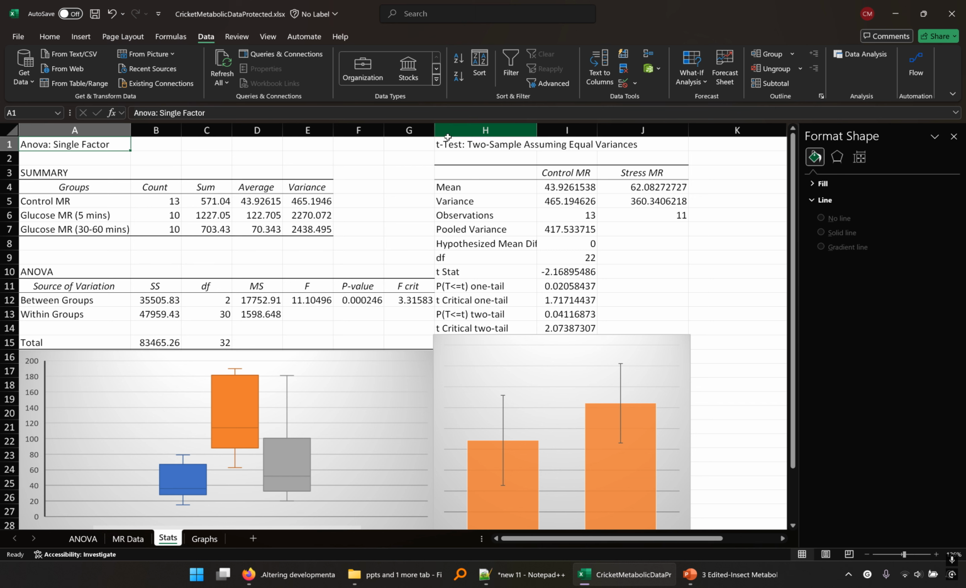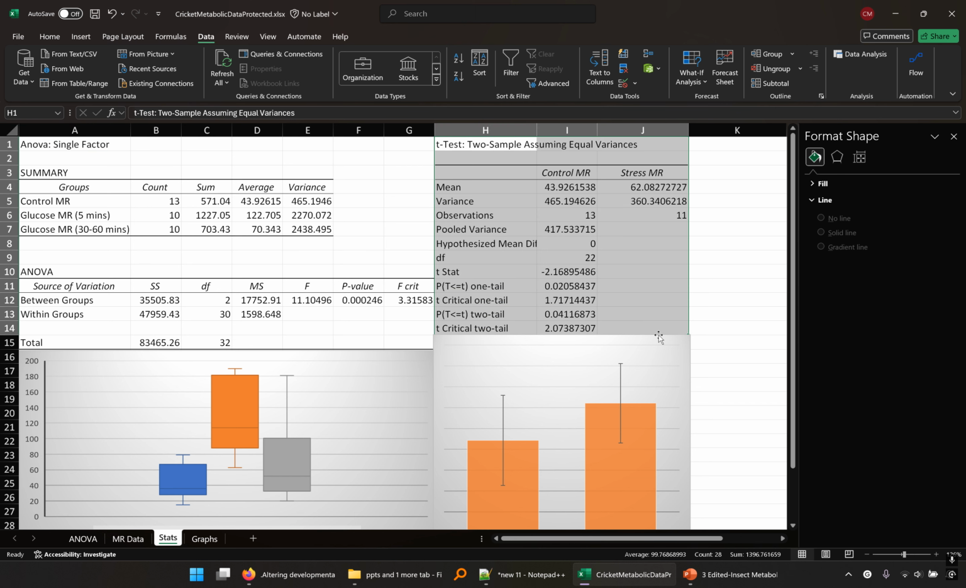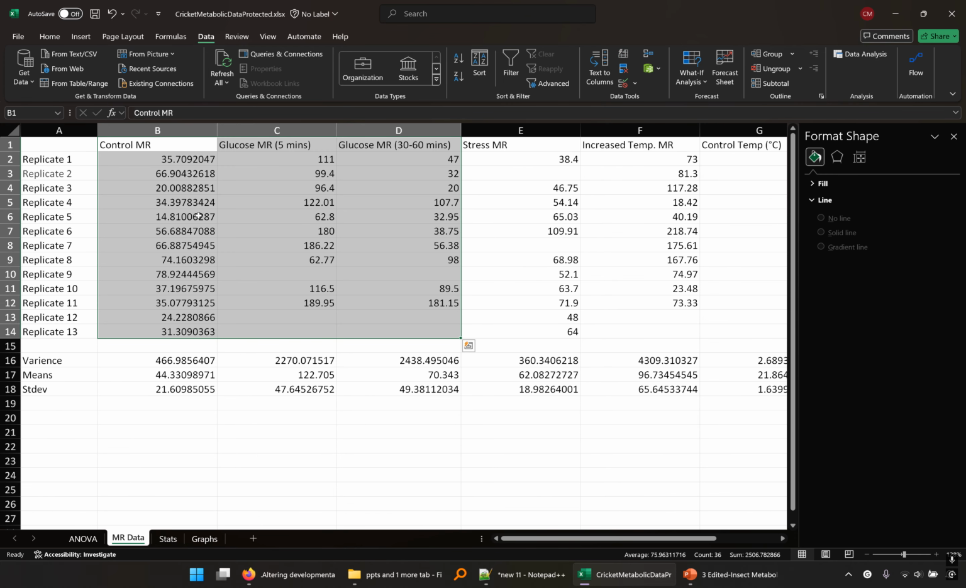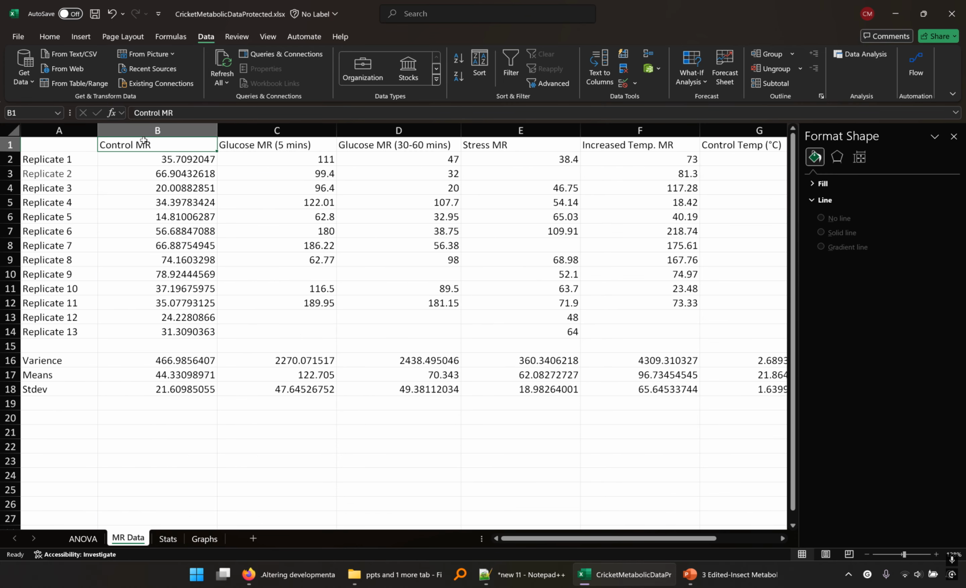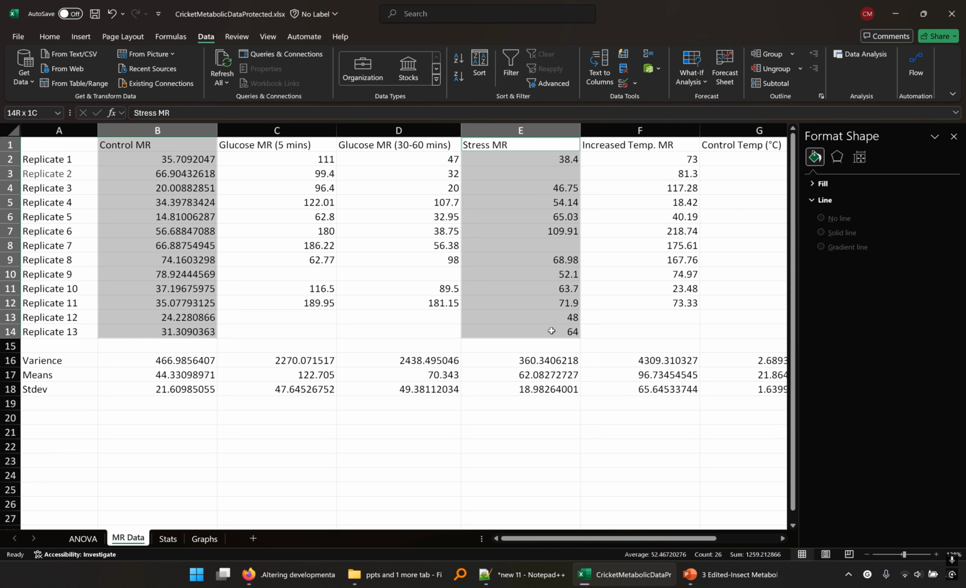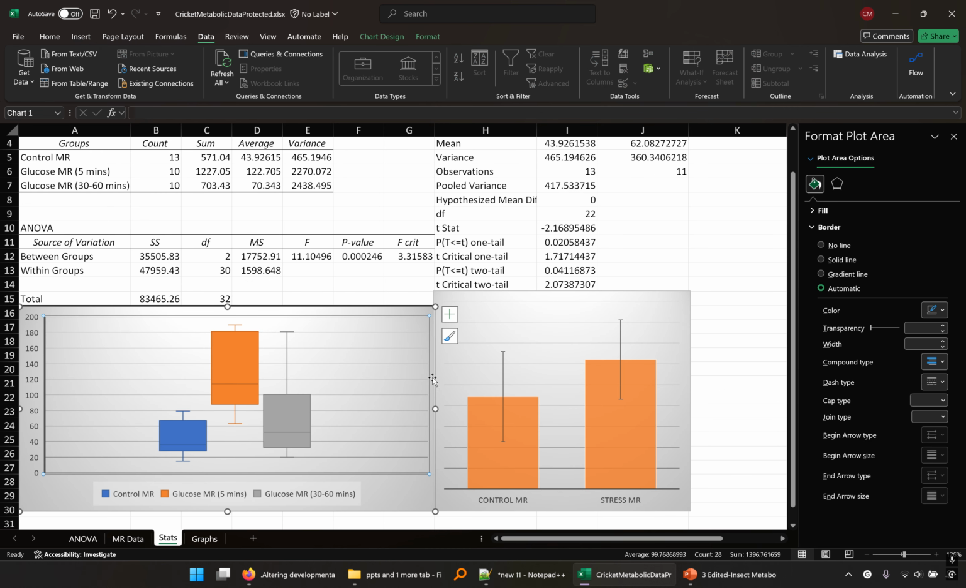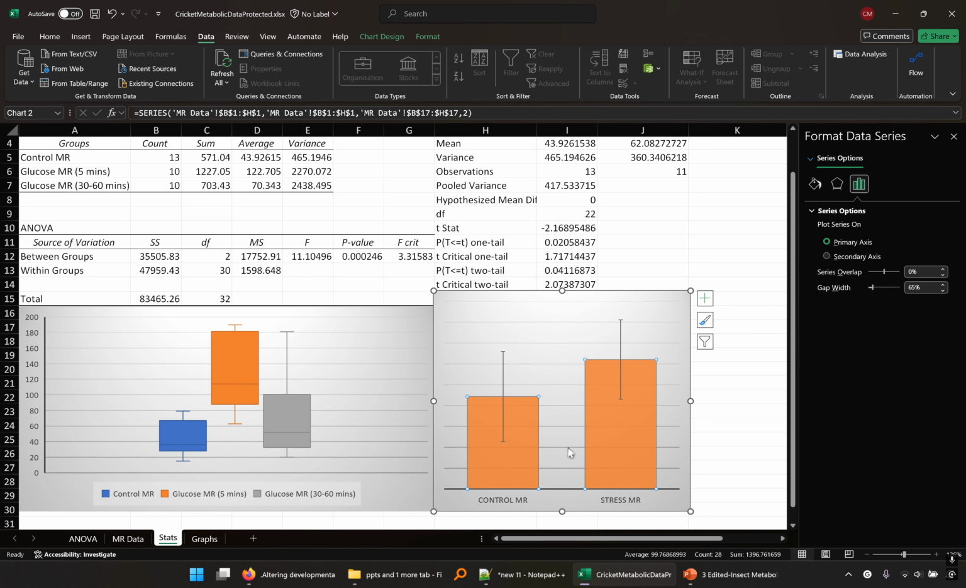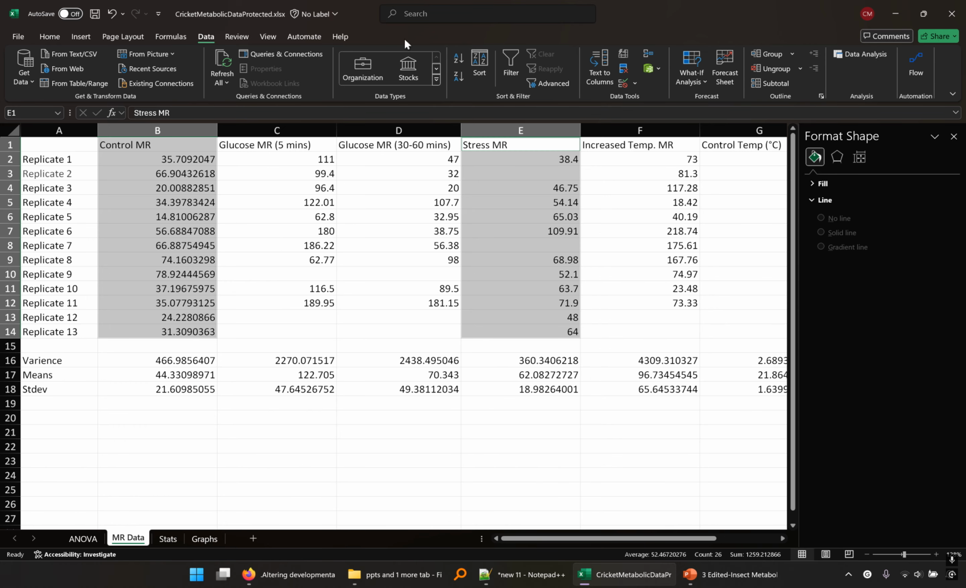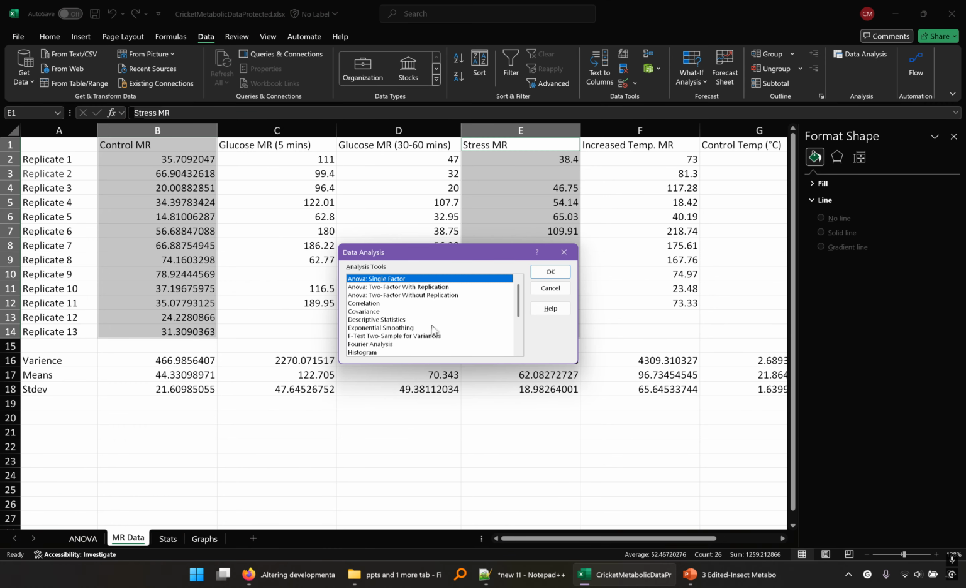And then for your t-tests, you can see that it would be performed the same way, but you would only want to include, say, control versus stress, which is not a significant difference, I believe. And then if we look at that on here, yeah, control versus stress, you can see that the standard deviations are actually overlapping each other.